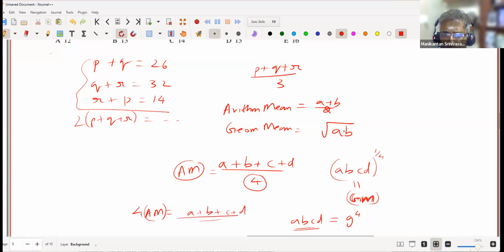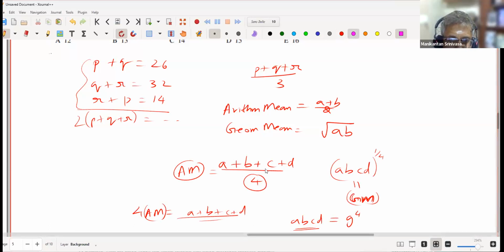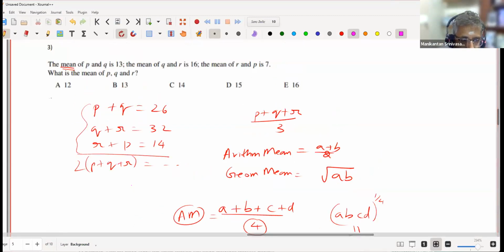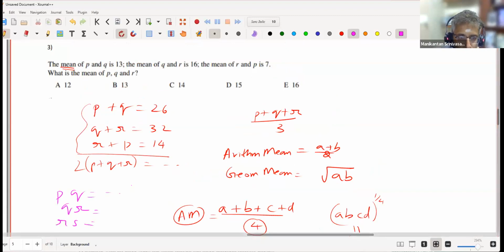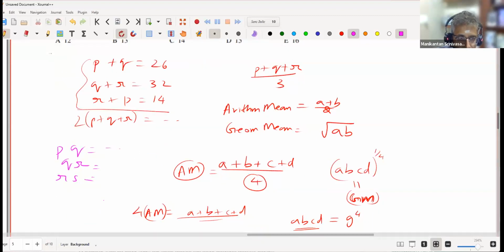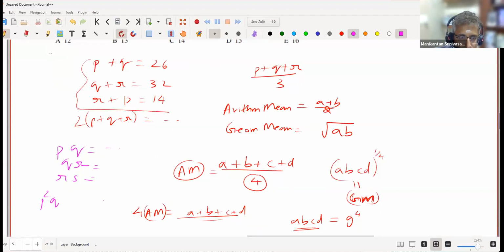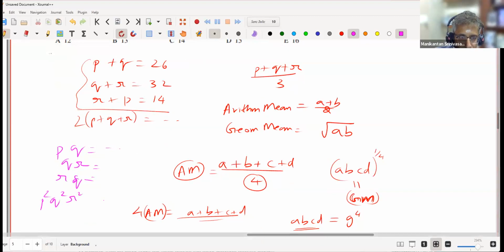The reason I mentioned this is you can use the symmetry type of thing for multiplication also. There can be another problem where they give PQ is so-and-so, QR is so-and-so, and RP is so-and-so, and then they want PQR or something. You can multiply all three together. That'll give you P squared, Q squared, R squared. Then you can take the square root of that. So always apply symmetry.